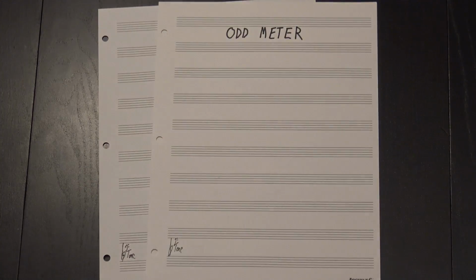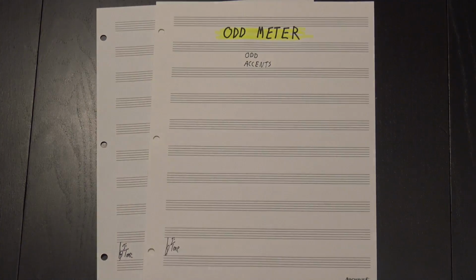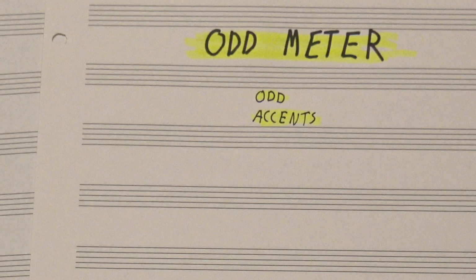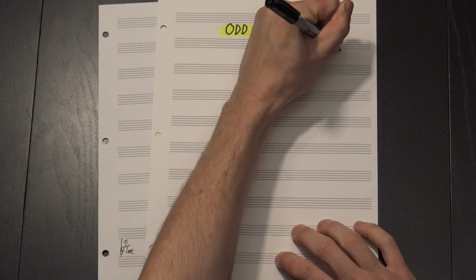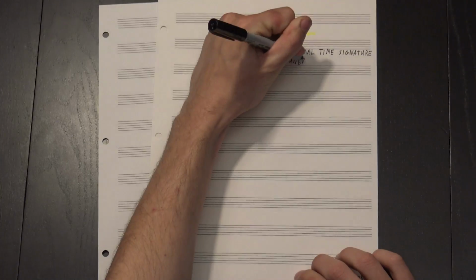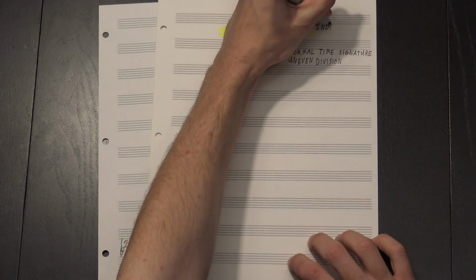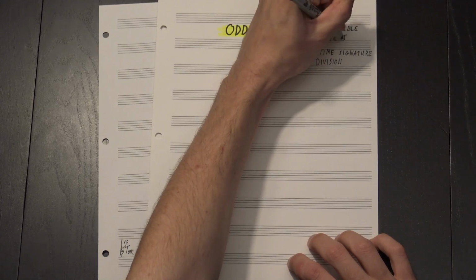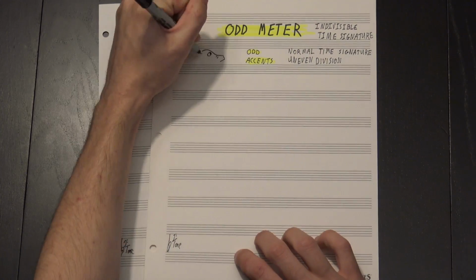Today we're going to talk about odd meter. We've talked about odd accents before, and this just takes that idea one step further. Whereas with odd accents, we're taking a normal time signature and breaking it up in unusual ways, in odd meter we just use a time signature that can't be broken up evenly in the first place. But what does that mean?